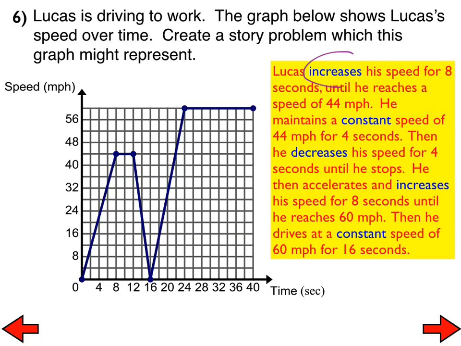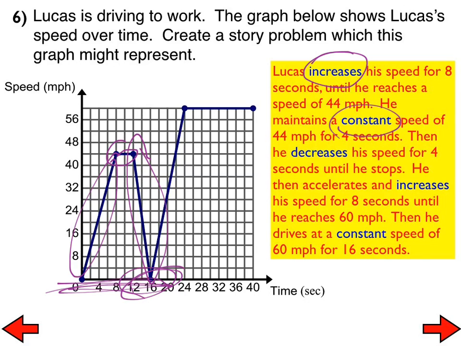Now, a couple of things that were talked about: increased and constant so far. Then he decreases his speed for 4 seconds until he stops. Now, how do I know that he stopped? Because his speed right there is 0.